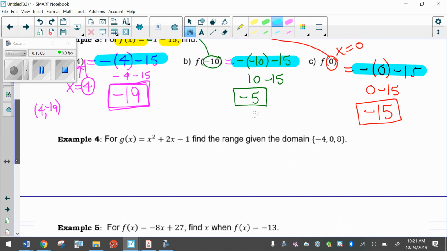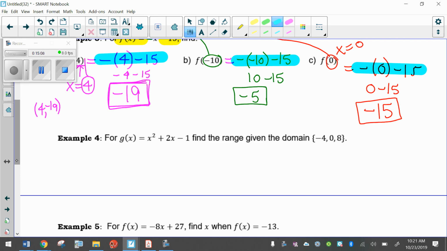All right, let's see what example 4 says. Example 4 says, for g of x equal to x squared plus 2x minus 1, find the range given the domain negative 4, 0, 8. So from day 1's lesson, we talked a lot about domain and range, and day 2. And on day 1, we identified the domain as the set of all input, or x's. So these are 3 different x's that we want to fill into the equation and find the y values for the range. All right, so here's my equation.